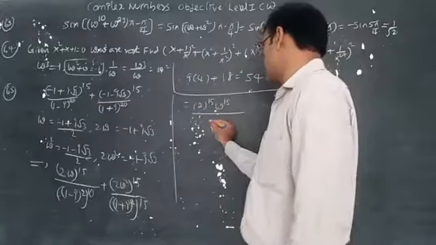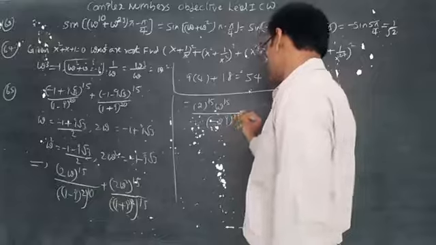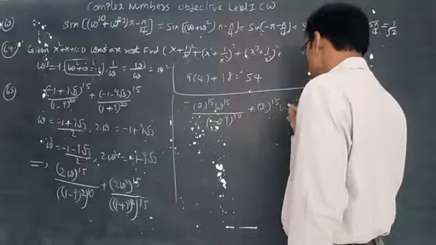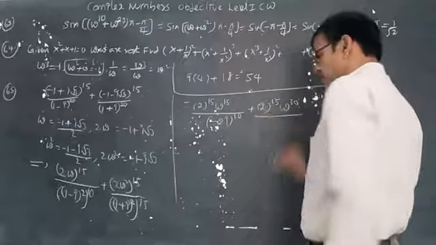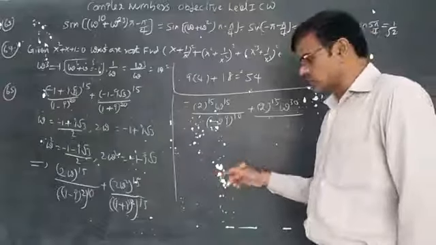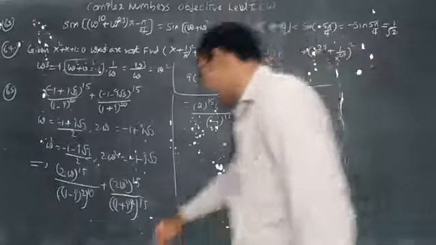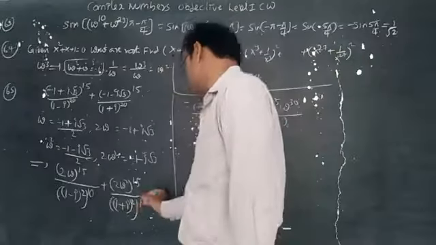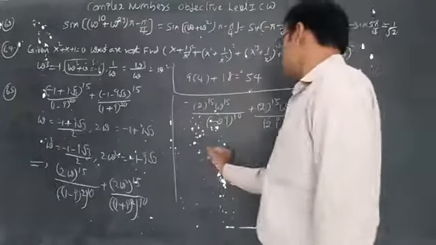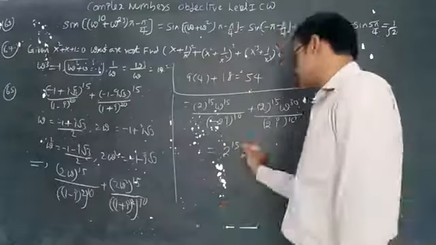You can understand now, minus 2i whole power 10. Write like this: 2 power 15 into omega power 30, by 1 plus i square plus 2i. So you can understand here (2i) power 10, not 15. This is also 10. (2i) whole power 10. That is equal to 2 power 15 into, of course, omega cube is equal to 1, so it is simply 1.